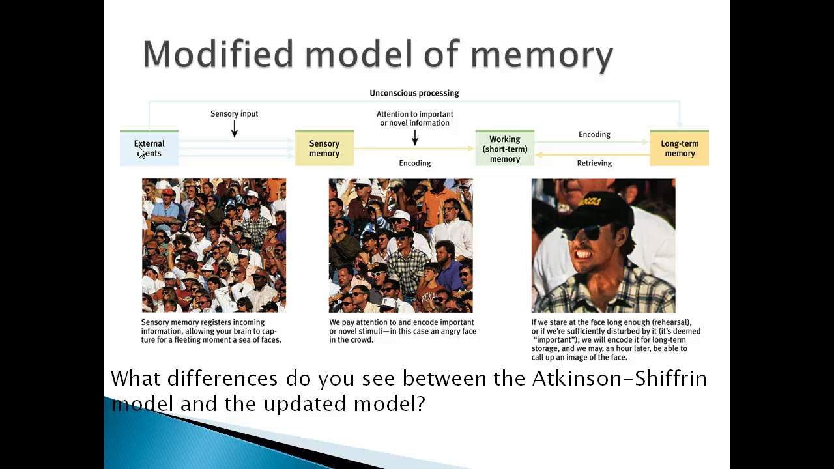So this is the end of the intro to memory notes. I want you to take some time and answer this question here. What differences do you see between the Atkinson-Shiffrin model and the updated model? Make sure that you can describe the differences between these two models of memory.